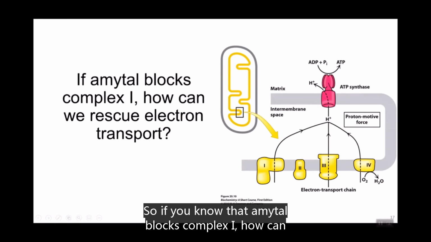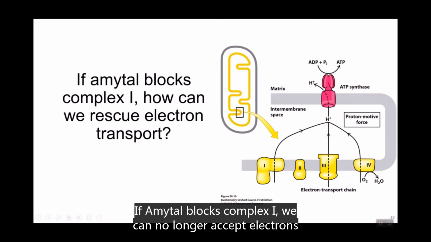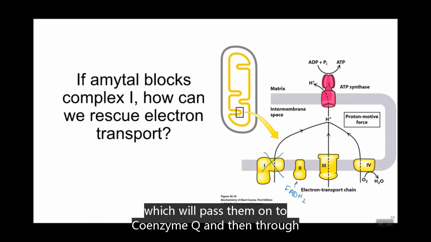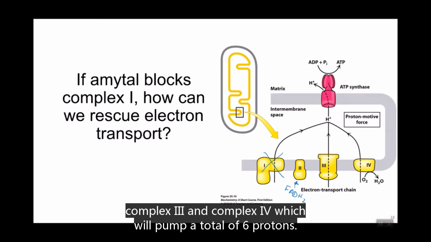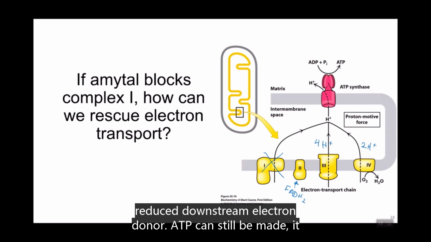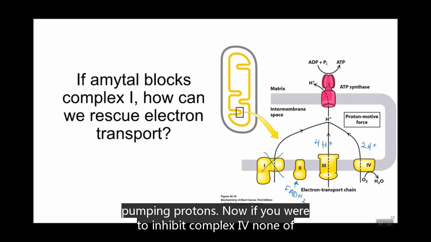So if you know that amytal blocks complex 1, how can you rescue electron transport and still ensure that ATP is being made? If amytal blocks complex 1, we can no longer accept electrons from NADH. FADH2 can still donate electrons to complex 2, which will pass them on to coenzyme Q and then through complex 3 and complex 4, which will pump a total of 6 protons. So we can rescue the electron transport chain by using a reduced downstream electron donor. ATP can still be made, it just won't be as efficient as when all the complexes are pumping protons.